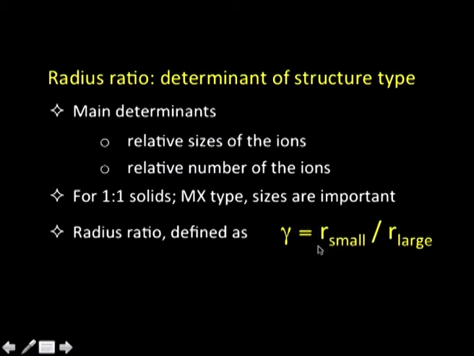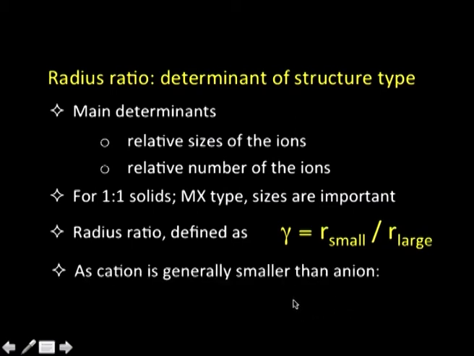R small is the radius of the smaller ion and r large is the radius of the larger ion. And typically, since the cations are smaller than the anions, we can rewrite it as gamma equal to r plus by r minus, that is the radius of the cation divided by the radius of the anion over there. So, that is what is called the radius ratio.